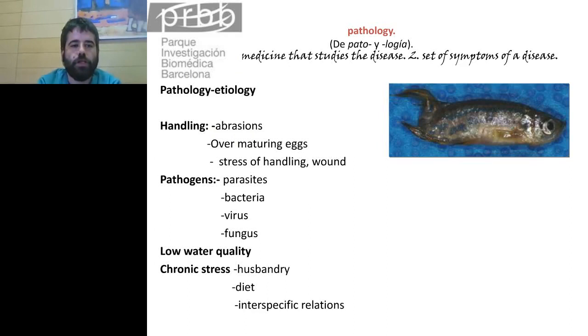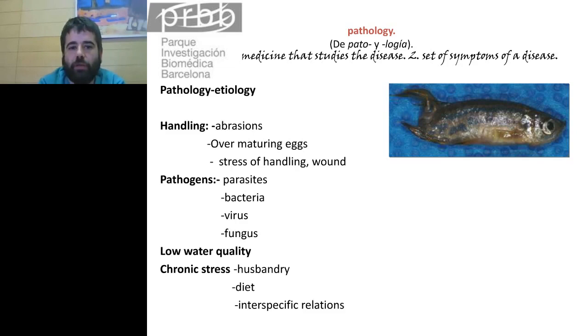If we get a stressed fish, we should have diseases when we have sick animals, and we should know which kind of pathology we have. We have different etiologies of pathology, not just the pathogens that we always think of, but the parasites, the bacteria, the virus, the fungus. We can also have problems with low water quality. That means this is not going to be the proper ambient, so the fish is going to be really stressed and have real problems. Also, we have to take into account that the way we handle them and the husbandry they are going to have is related to different kinds of diseases.